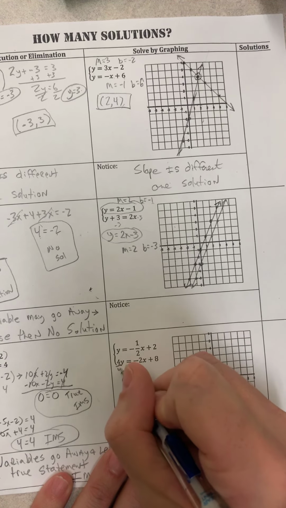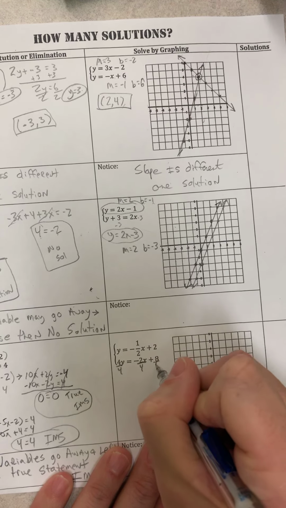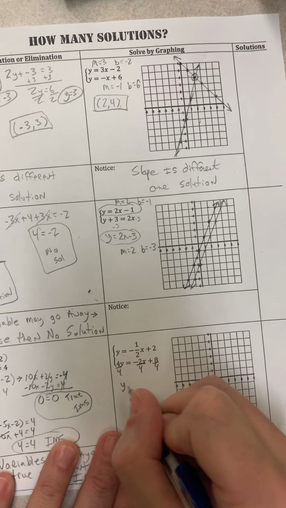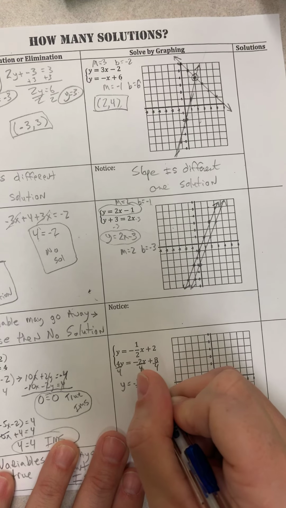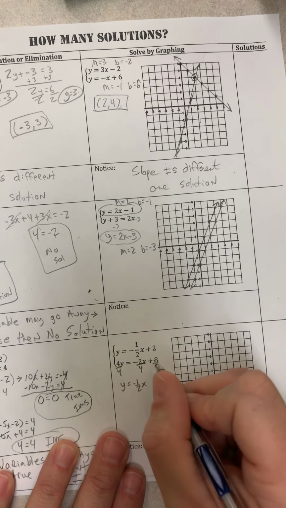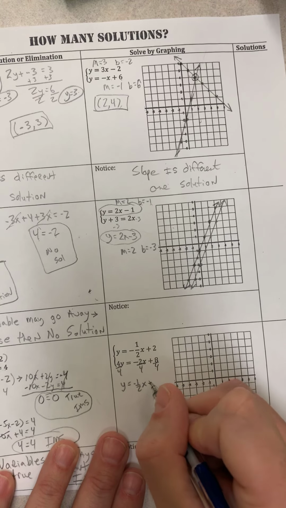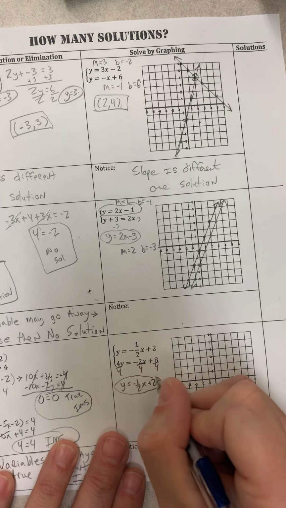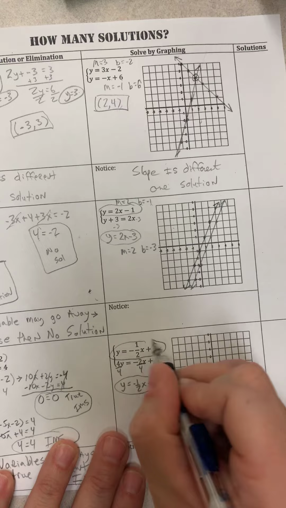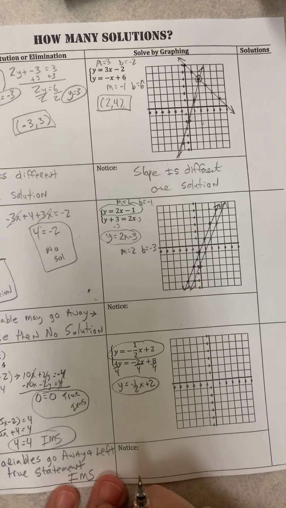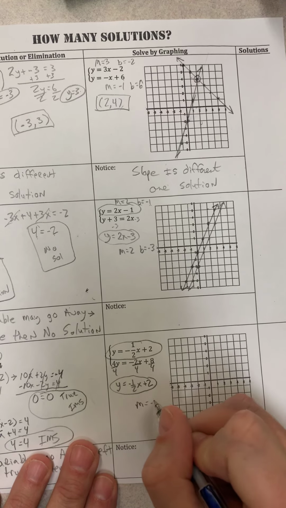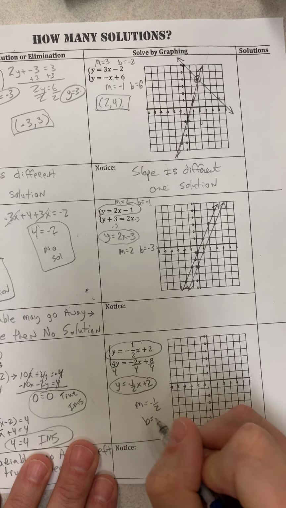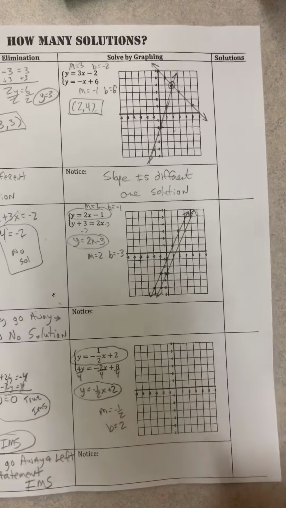This one, if I solve for y, I would just divide everything by 4. Y then would equal negative 1/2 x, because negative 2/4 reduces to negative 1/2, plus 8 over 4. 8 divided by 4 is 2. And if I notice, I have the exact same equation. It is the same line with a slope of negative 1/2 and a b, or a y-intercept of 2.